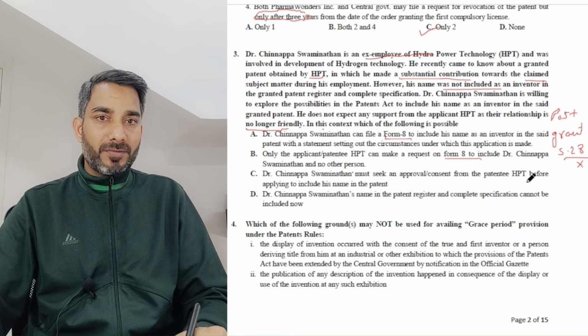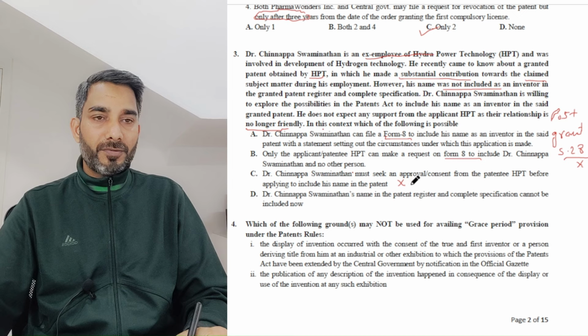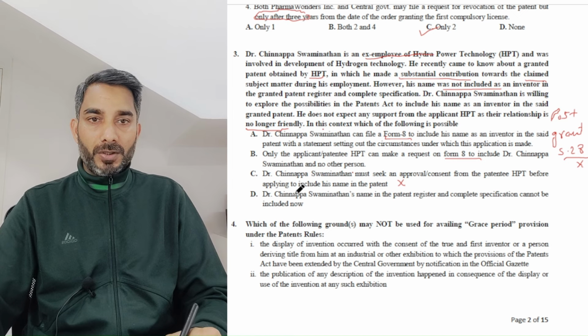Must seek an approval consent from, but then what section? They have not provided anything. Dr. Chinappa Swamithan's name in the patent register and complete specification cannot be included now.